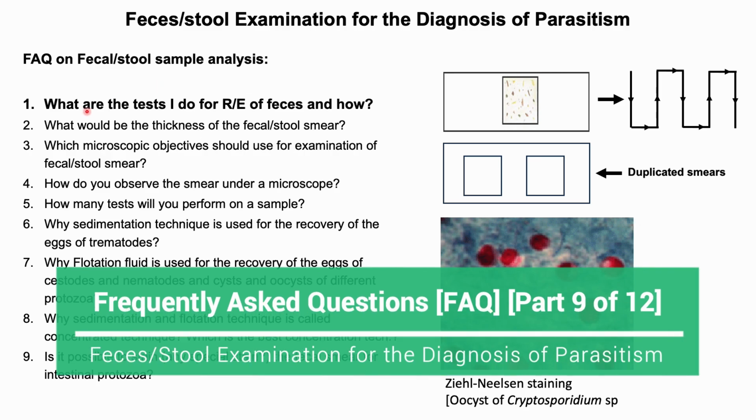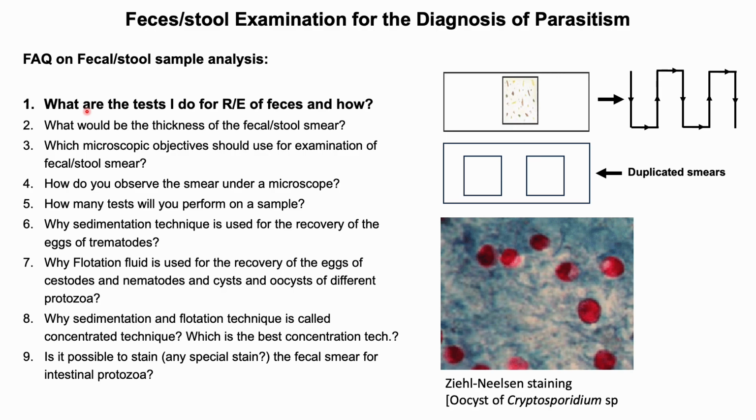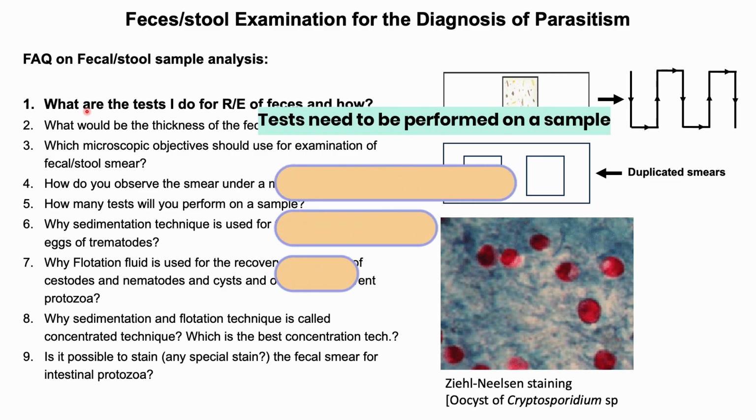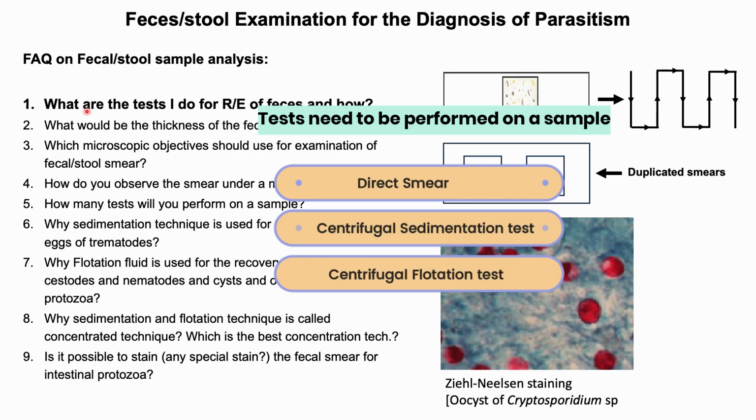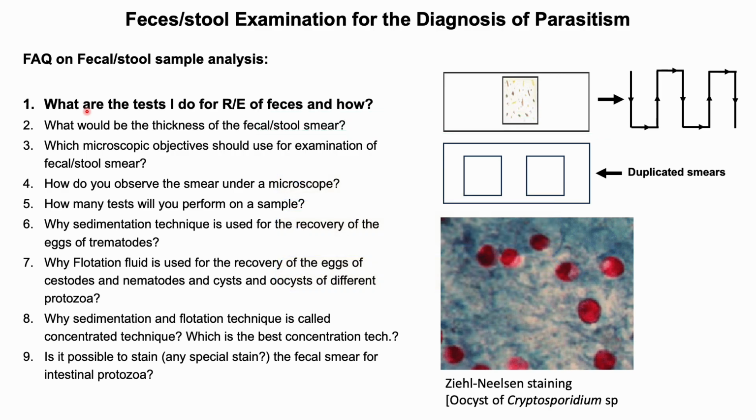The first question is, what tests do I perform for routine examination of feces or stool samples, and how? I perform direct smear, sedimentation, centrifugal sedimentation and centrifugal flotation over a fecal sample submitted to the lab. If you do not have a centrifuge, just do direct smear, simple sedimentation and test tube flotation test.